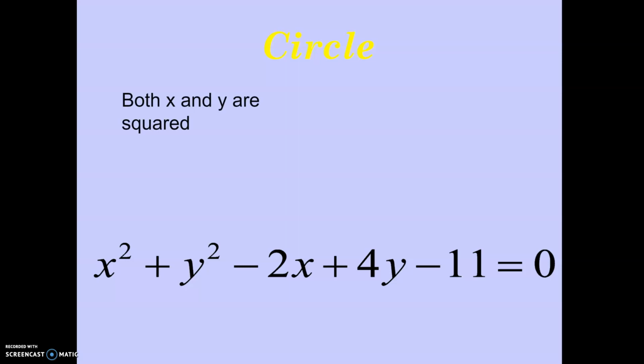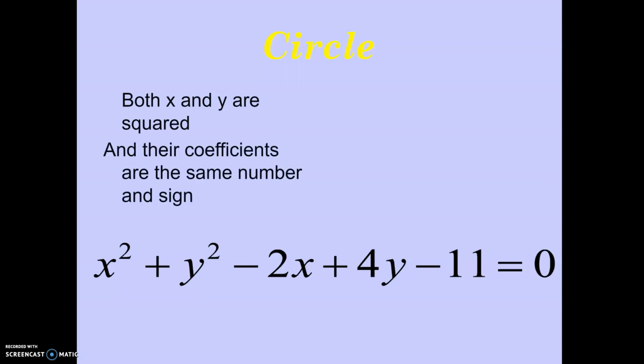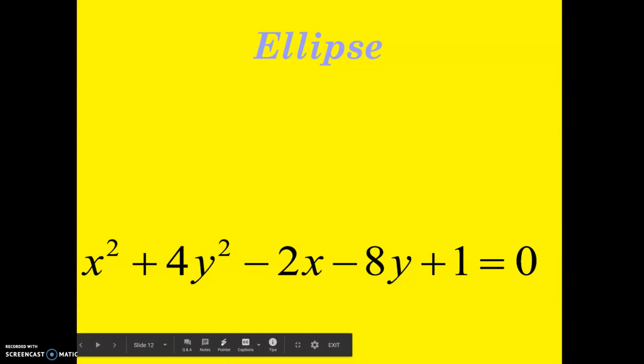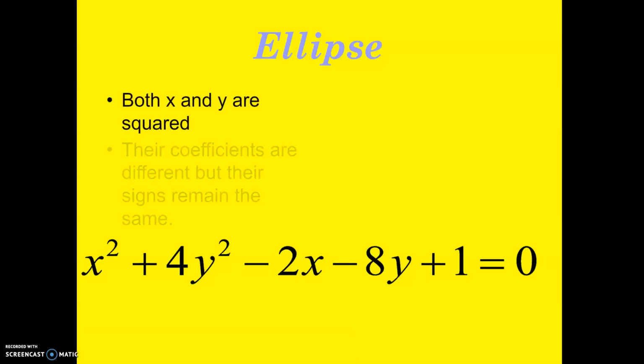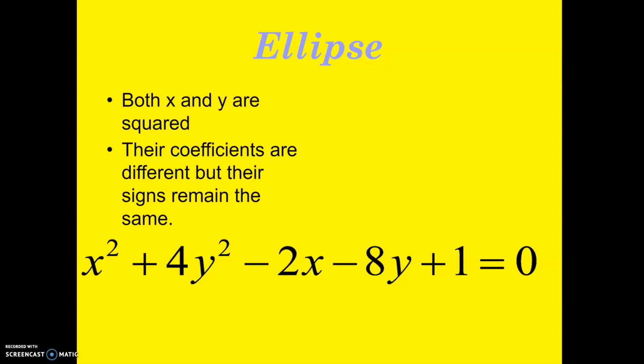So here I have a circle. Notice both my x and y terms are squared. Same sign, same coefficient. Okay, ellipse. I have an x squared term and a y squared term.